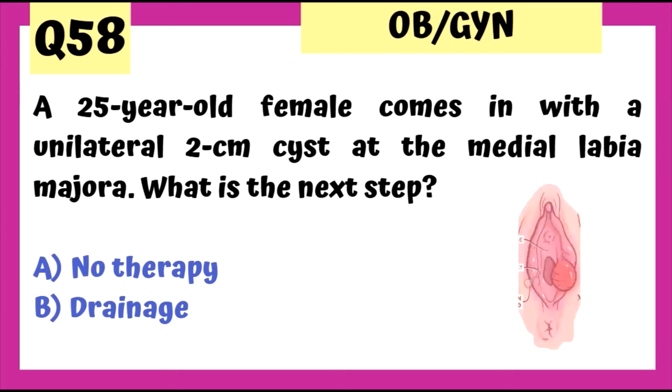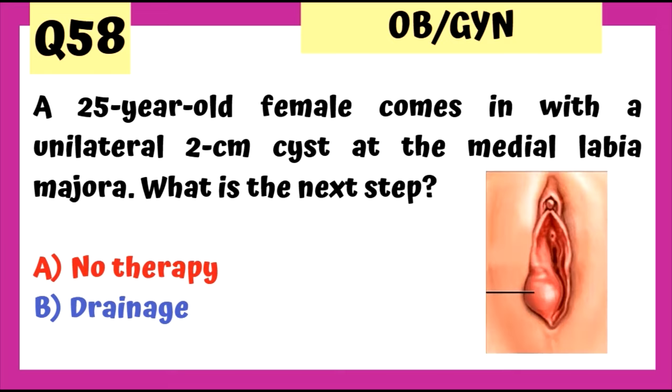Question 58, a 25-year-old woman comes in with a unilateral 2-centimeter cyst at the medial labia majora. So this is a Bartholin cyst. What is the next step? The answer is no therapy because it's asymptomatic.